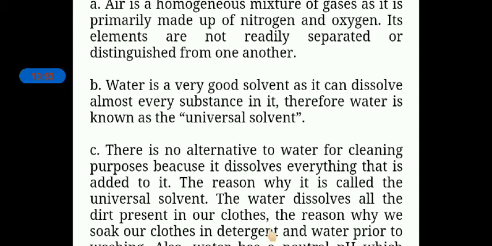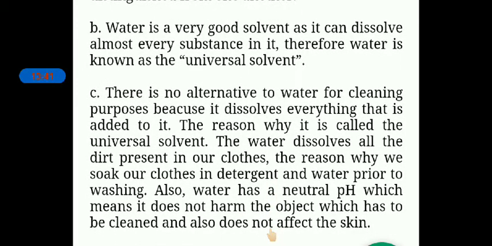Third question, under question number 2 C: there is no alternative to water for cleaning purpose. So the answer you could write is that there is no alternative to water for cleaning purpose because it dissolves everything that is added to it. Which means if we add anything to it, it gets dissolved. The reason why this is called a universal solvent, we have just given in the answer to the second one. Water dissolves all the dirt present in our cloth.